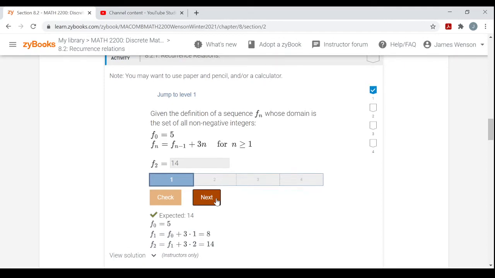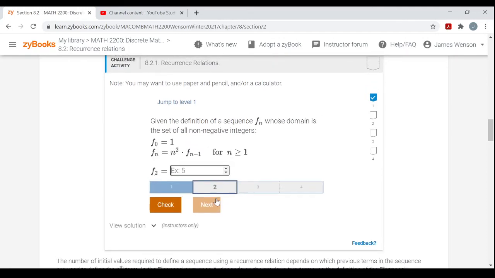Okay, and then I think all 4 of these will be pretty similar. Yeah, so here's another rule. Again, just pay attention to how the rule is defined, and hopefully you're using it properly.